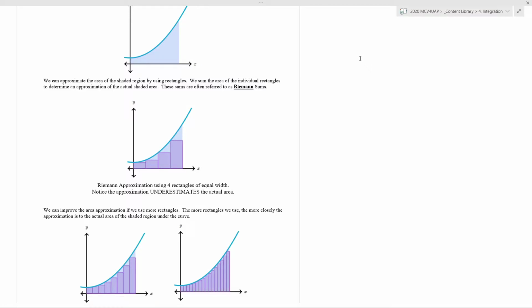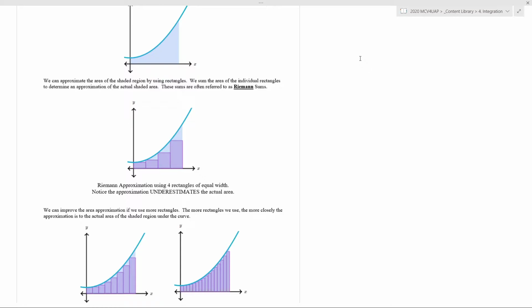Because if I sum up the areas of the purple rectangles, they are definitely going to be less than the actual area. So that would be an underestimate of the actual area. This summing of the areas of the rectangles is often referred to as a Riemann sum. That second diagram there with the four rectangles, choosing four rectangles is a random number. It just so happens that I chose four. But we could try to approximate that area using any number of rectangles.